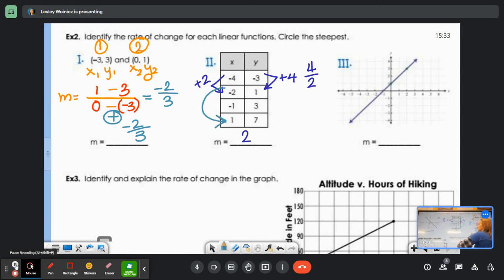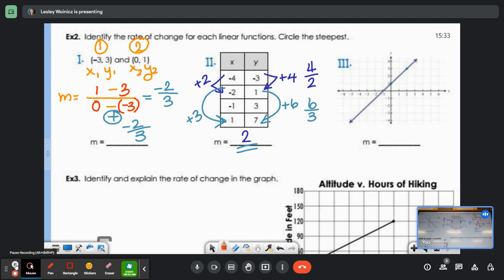What's that one? Plus 4. -2 to +1, I'm getting plus 3. What about 1 to 7? Okay, plus 6. If I do 6 over 3, what do I get? 2. Good. Any pair I use, it would have reduced to 2.